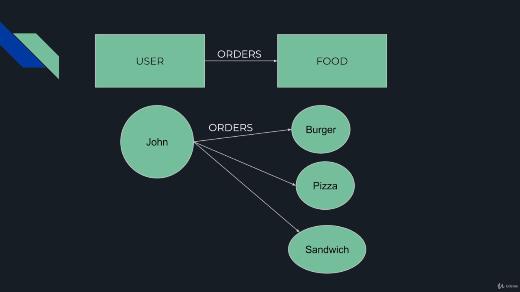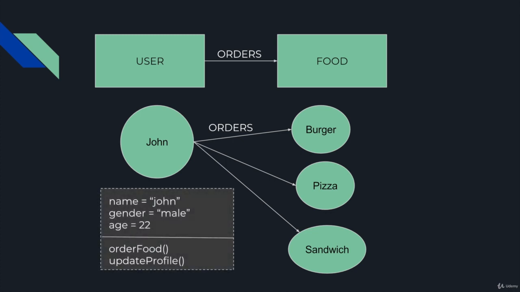Now over here in programming, John will be nothing but an object that has certain state and a behavior. John will be represented like this in programming. You can see John has certain state like name, gender and age. We have defined over here that name is John, gender is male, and his age is 22. Now John can have certain behavior like he can order food and he can update his profile. This behavior John will be using to perform certain actions.